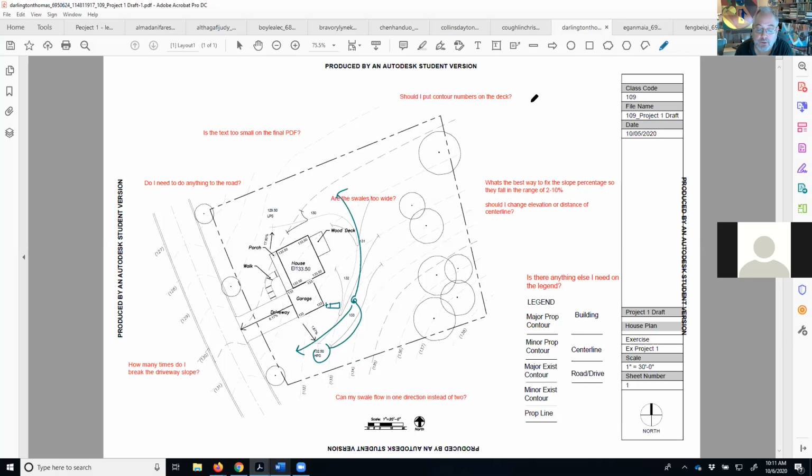Should I put contour numbers on the deck? You should not put contour numbers nor spot elevations on the deck. You can basically ignore it.